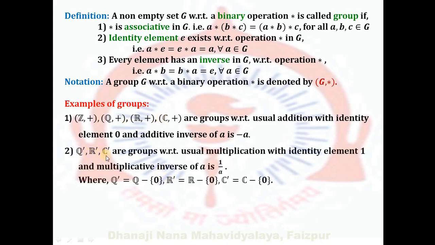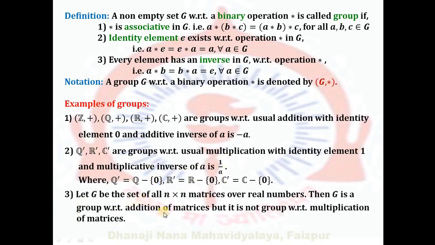Q dash, R dash, C dash are groups with respect to usual multiplication, where Q dash is nothing but Q minus singleton 0, R dash is R minus singleton 0, and C dash is C minus singleton 0. All are groups with respect to multiplication with identity element 1 and the multiplicative inverse of a is 1 upon a.